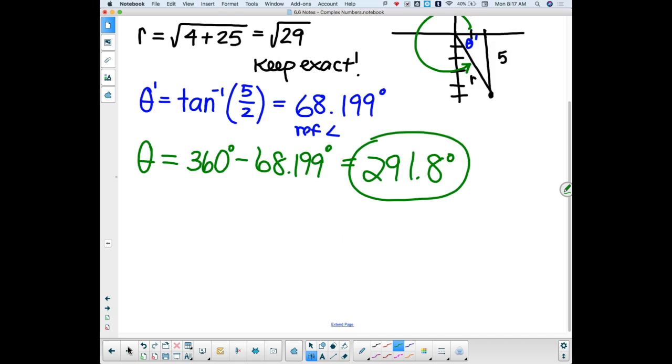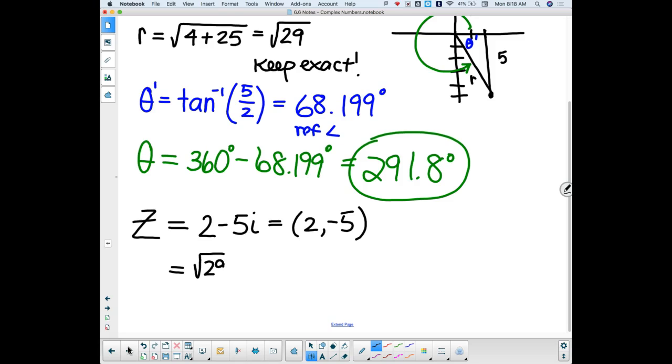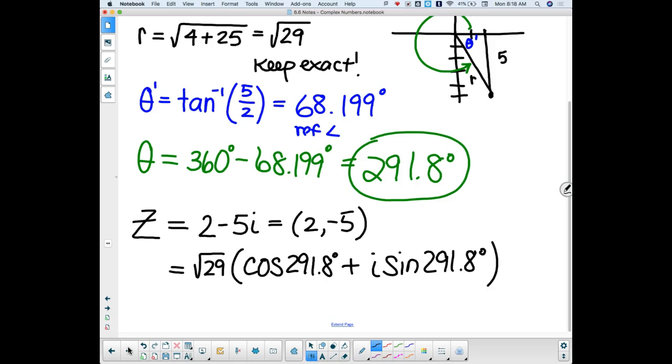Okay? So this point, Z, is equal to 2 minus 5i from our original problem, which is also equal to the ordered pair 2, negative 5 on the complex plane, which is also equal to the radius, square root of 29, times the quantity, the cosine of 291.8 degrees, plus i times the sine of 291.8 degrees. Okay? So the trig form. Those are the three different ways to write the exact same complex number: standard form, ordered pair form, and trig form.